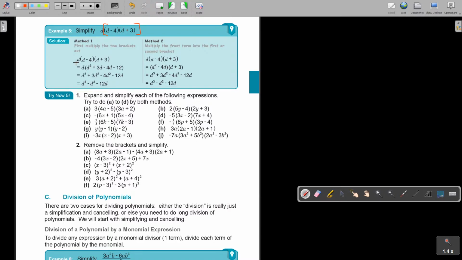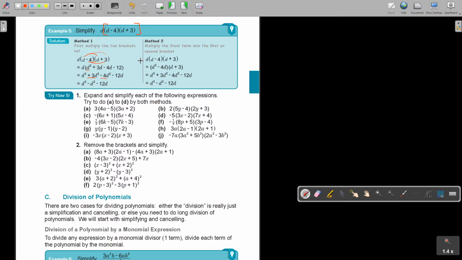So I rewrite, and then I say d times d is d squared. D times positive 3 is positive 3d. Negative 4, it's negative 4d. This one is negative 12. And then basically I can first simplify that. Otherwise I multiply in, and there are my like terms. I just simplify it. Okay, there is one in the revision exercise like this.